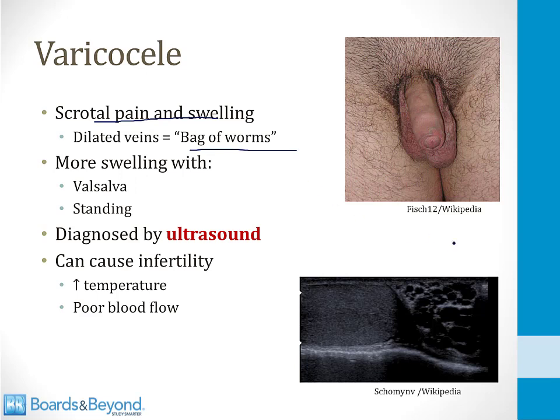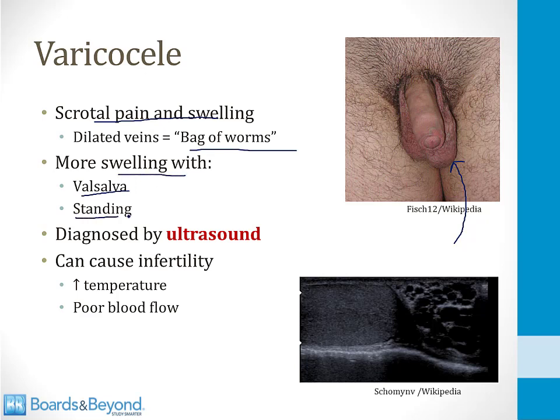Shown at the top right side of the screen is a picture of a man with a left-sided varicocele. You can see that the scrotum is swollen on the left side. There are some physiologic maneuvers which will increase the amount of swelling. If the man performs the Valsalva maneuver, which is where the man bears down like he's trying to have a bowel movement, this will increase the pressure in the abdomen and block the outflow of venous drainage from the testicle, so this will lead to more swelling.